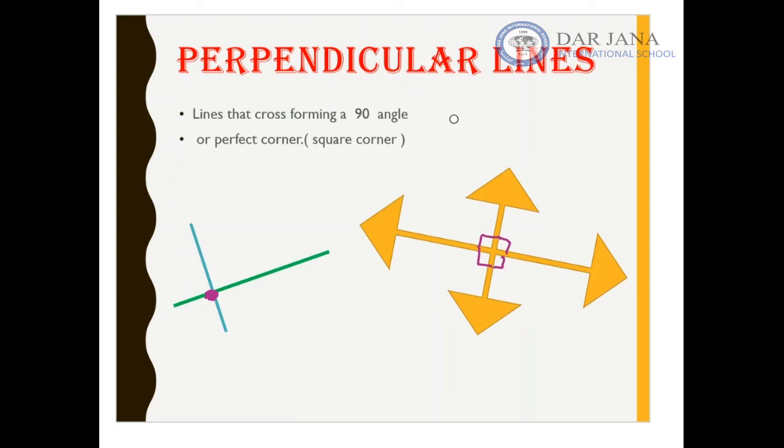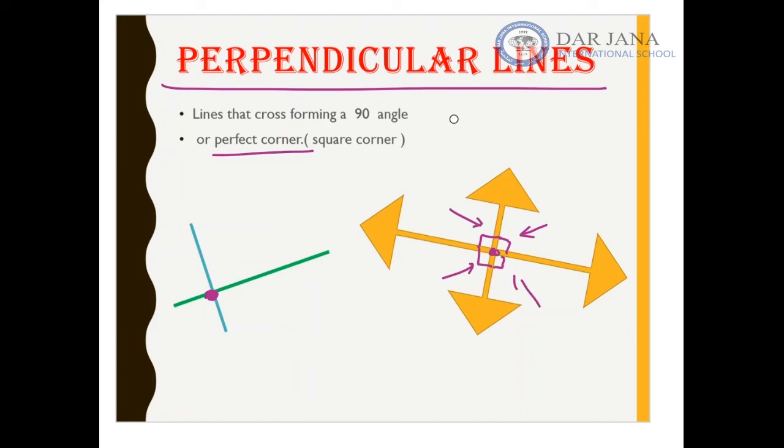So I can define this drawing, instead of saying intersecting lines, I can say they are perpendicular lines, because these lines cross with each other, they meet each other here, but they also make a perfect corner, a perfect square at each corner: 1, 2, 3, and 4. And you're going to see it can have an L shape. If you want to help you more, it can make an L shape.